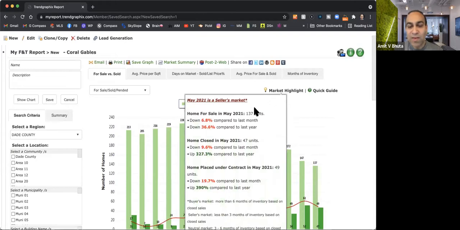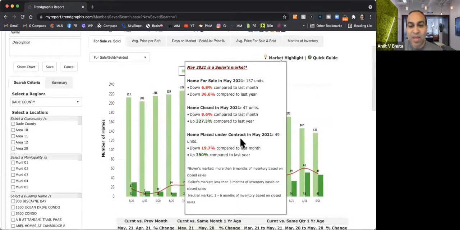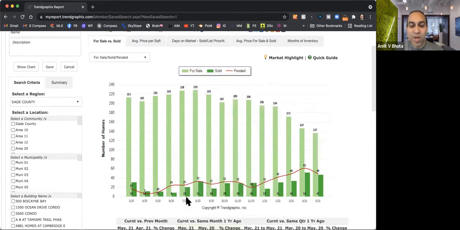So in May of this year, we were down 36.6% of units for sale compared to last year. We're up 327% of properties sold this year compared to last year. And if you see the number, the numbers are in there, and I'll go down to the graph to show you, last year compared to this year. And homes placed under contract, pending status, almost 4 times as many this year as opposed to last year. So let's take a better look at that.